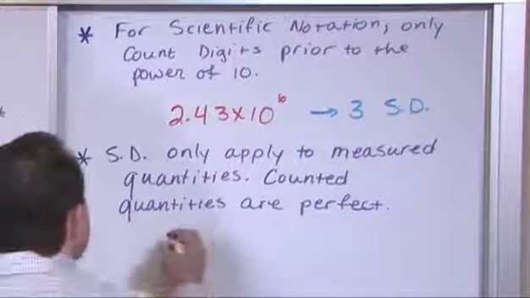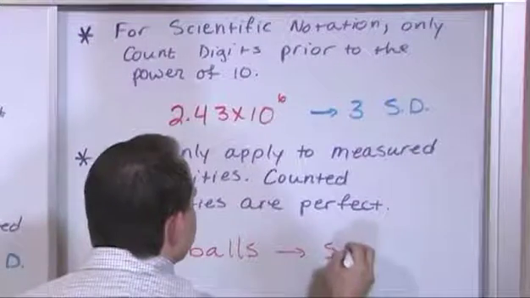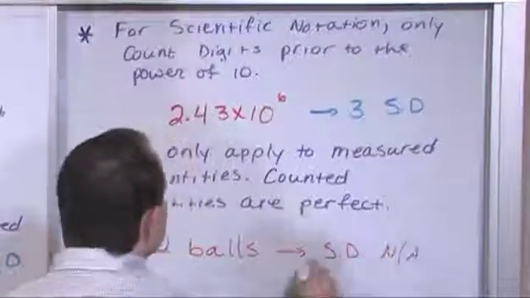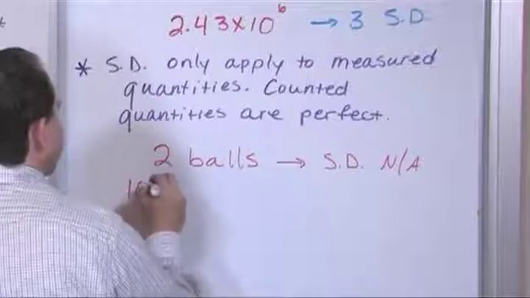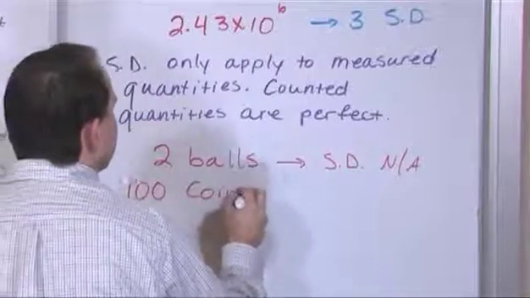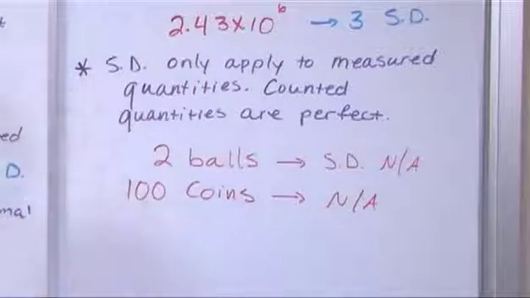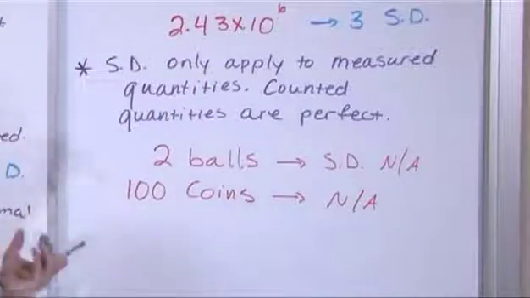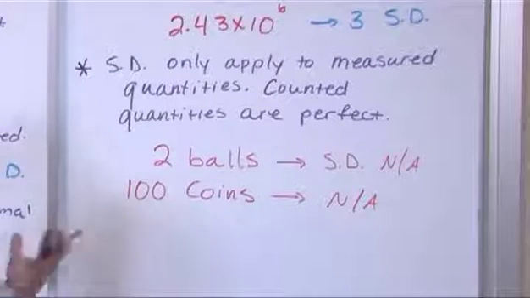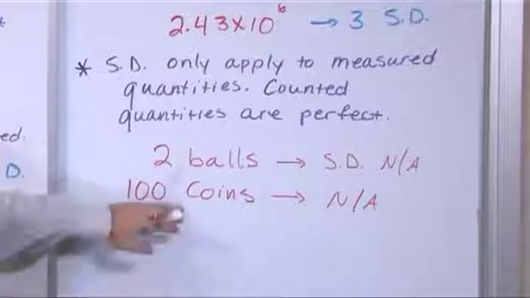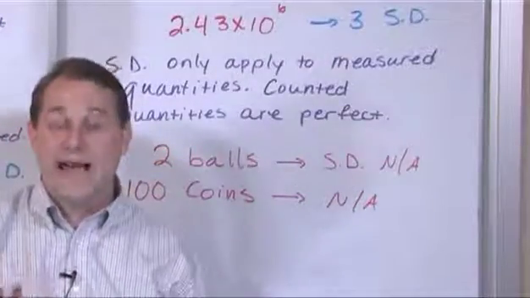So a good example would be 2 balls. For significant digits, not applicable. You don't even need to worry about them, I guess is what I'm trying to say. What about 100 coins? Not applicable, all right? Because I've counted out 2 balls. I have 2 exact balls. It's totally exact. There's no point to even talk about significant digits, because I know what the exact answer is. 100 coins. I've counted 100 discrete little coins. I know what the answer is exactly, so that doesn't even matter.